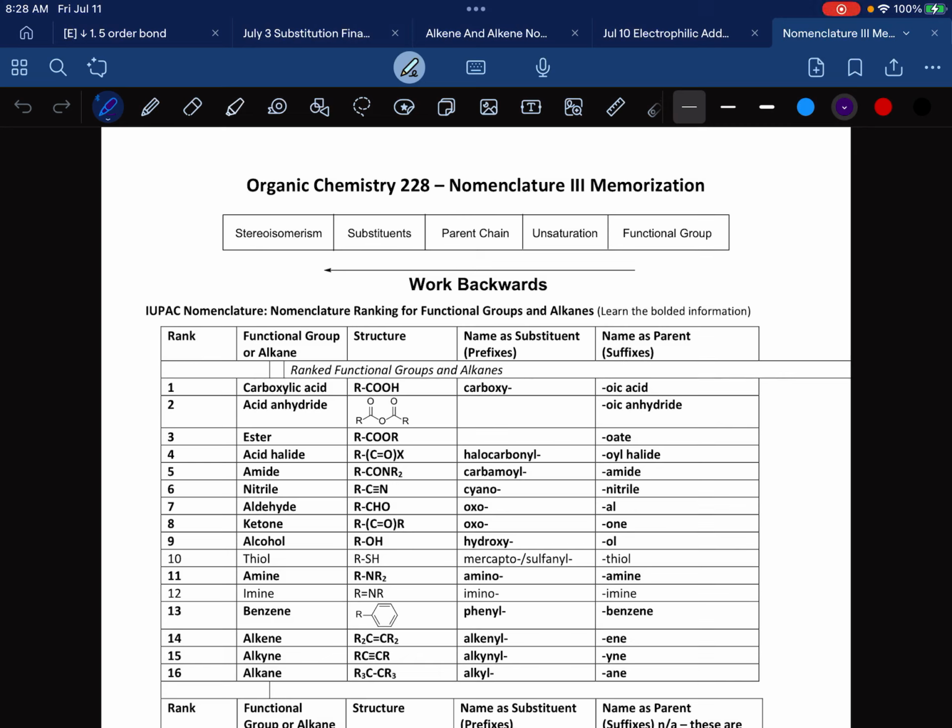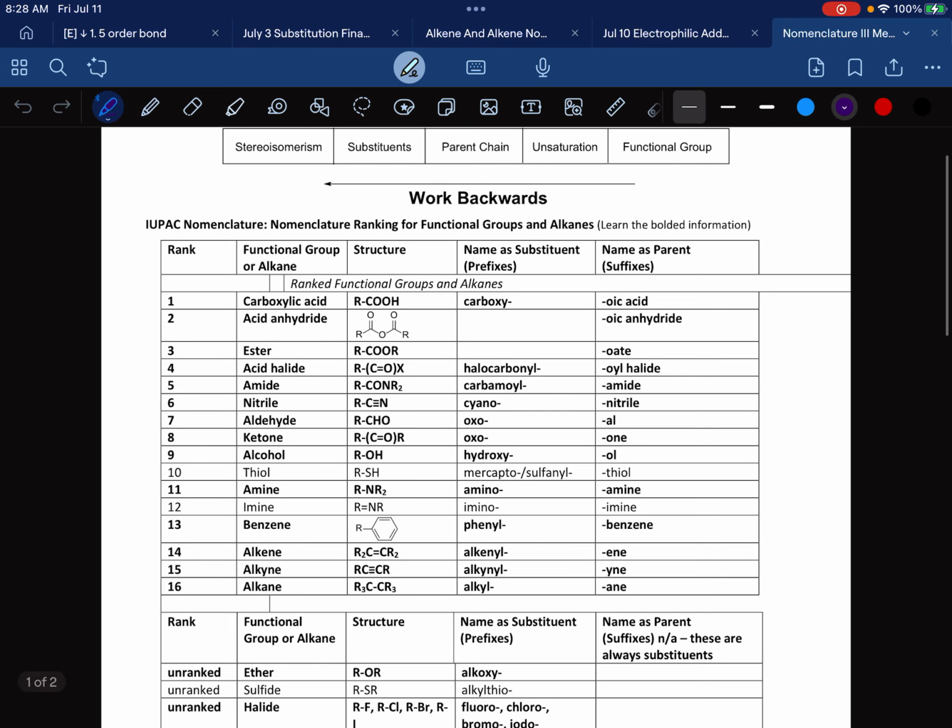Hello, today we're going to talk about Nomenclature 3. Nomenclature 3 is going to be naming the following functional groups: carboxylic acids, acid anhydrides, esters, acid halides, amides, and nitriles. Also aldehydes and ketones. We have already done alcohols and amines. And in Nomenclature 2, we did aryl compounds and also alkenes and alkynes. So we're going to basically add these on top of the ones that we've already learned.